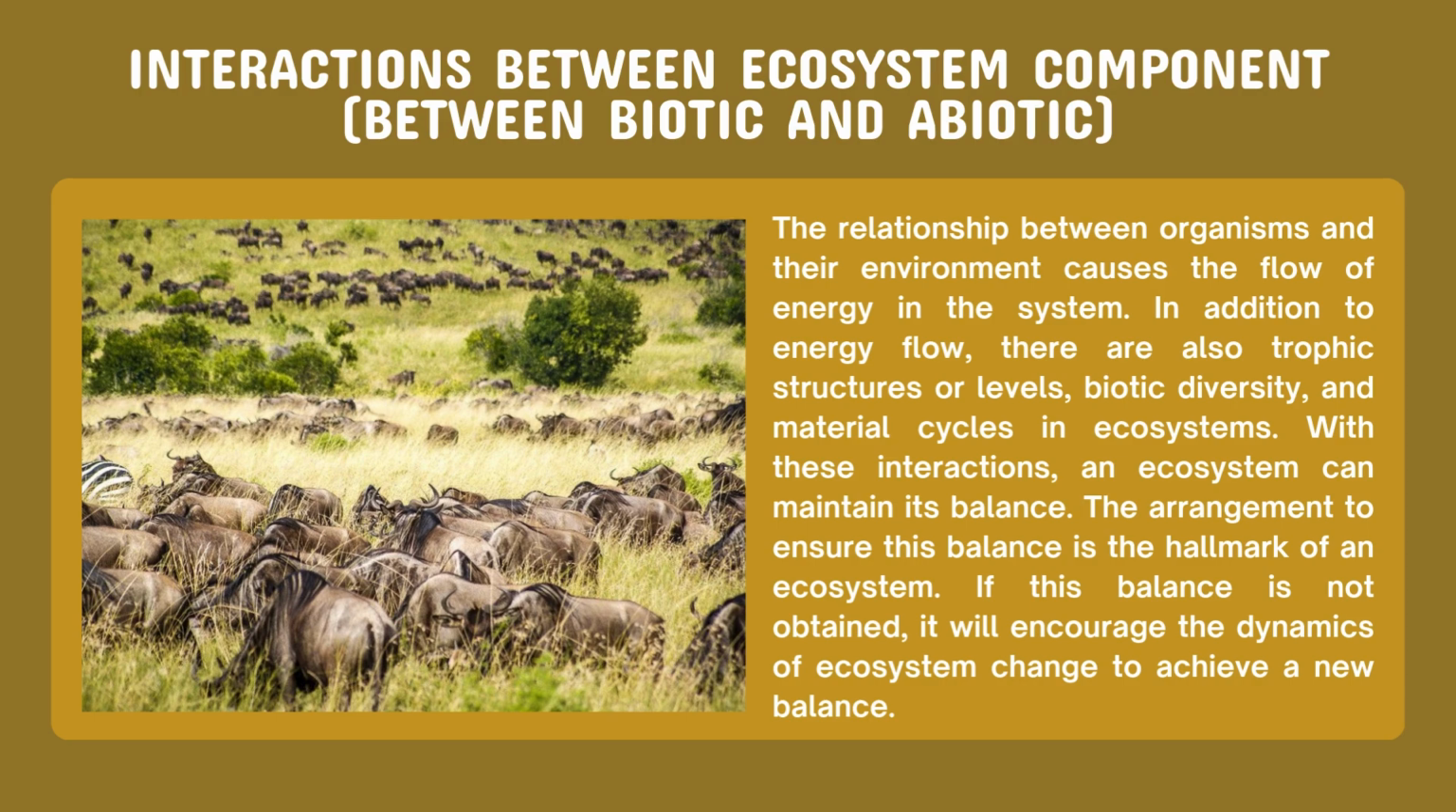Interaction between ecosystem components, between biotic and abiotic. The relationship between organisms and their environment causes the flow of energy in the system. In addition to energy flow, there are also trophic structure or levels, biotic diversity, and material cycle in ecosystem. With this interaction, an ecosystem can maintain its balance.